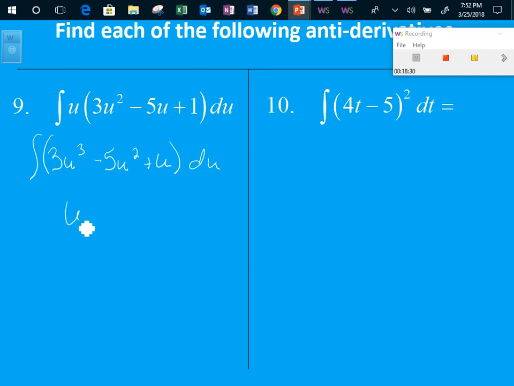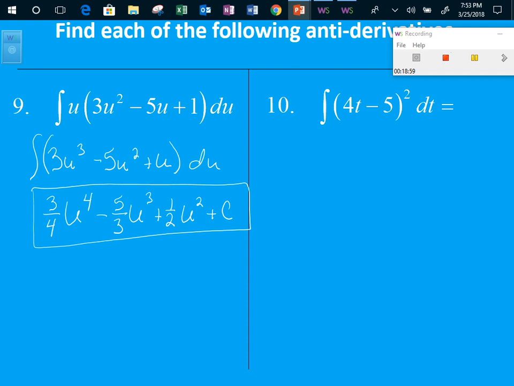Add 1, multiply the 3 by a 1/4 and get 3/4, minus, add 1 to the 2 and get a 3, multiply the 5 by 1/3 and get 5/3, plus, the u becomes a 2, multiply by the 1/2, plus c. And then there's your antiderivative.